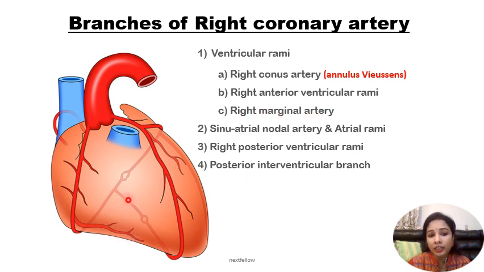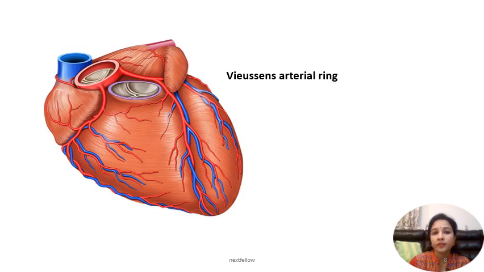and the posterior interventricular branch which supplies the posterior part of the interventricular septum. This runs in the posterior interventricular groove, well seen on the posterior side of the heart. The first ventricular ramus is called the right conus artery, which is present here, given off in the beginning of the right coronary artery.